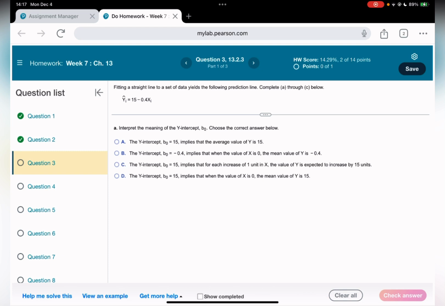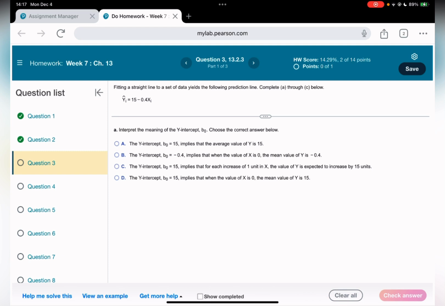What do we have? Oh, it's a similar question. That's exactly what I was talking about. It's going to decrease by 0.4. Okay, the y-intercept b0 is equal to 15, so it's going to be between A, C, and D. It implies that when x is equal to 0, the mean value of y, no. Of y is equal to, yeah, negative 0.4, that's it.